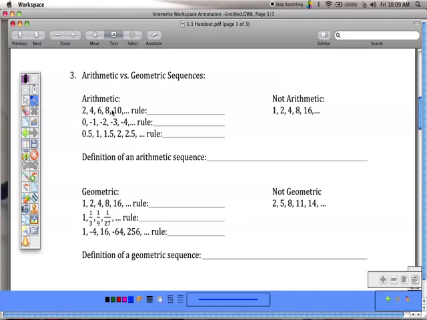Okay, if you notice the first rule, these are increasing by 2 each time, so you can add 2 to get to the next term. The next, it's decreasing by 1, so it's like adding a -1 each time. The next rule would be add 0.5 each time. Okay, definition of an arithmetic sequence. You're going to add something to get to the next term.